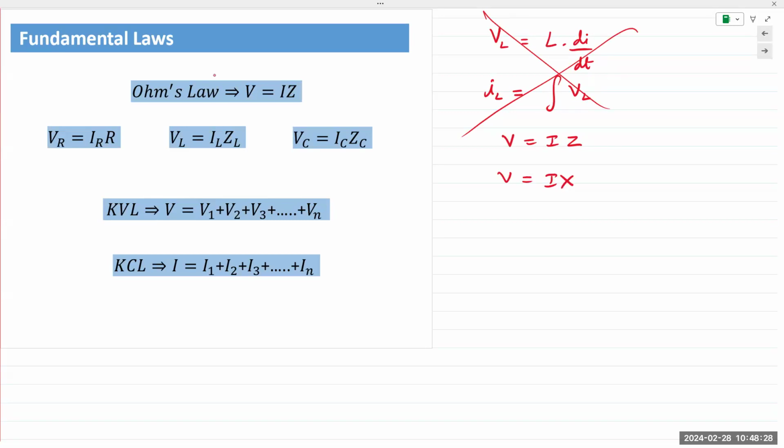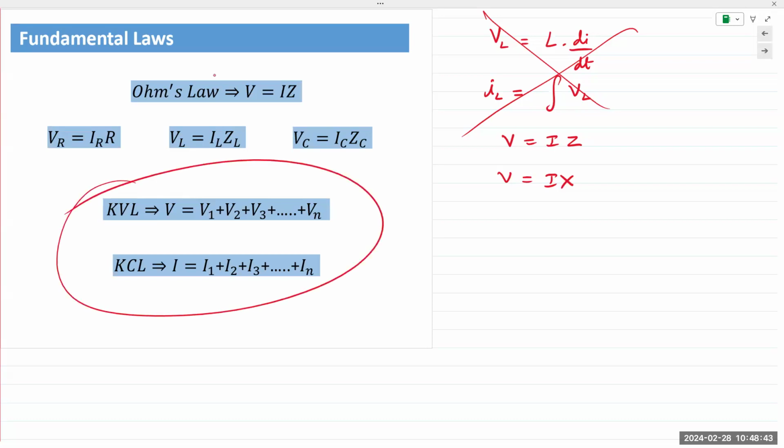Reactance, right? We don't take the phase numbers into account because we're talking about RMS values. So V equals IZ, V equals IX, they all apply. Ohm's law applies as it did for chapters 1 and 2. KVL, KCL, they all apply exactly the same.